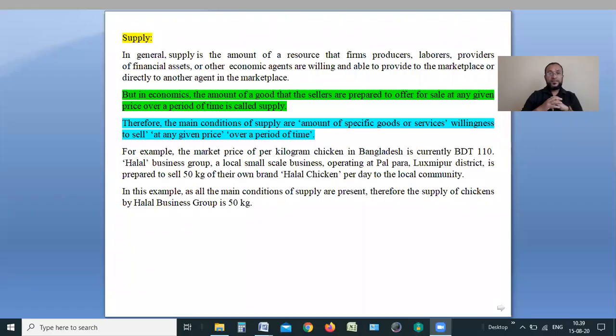Then we'll show how to draw the supply curve, and movement and shift also we'll show later. So let's start from the definition of supply. Okay, so at first, supply.